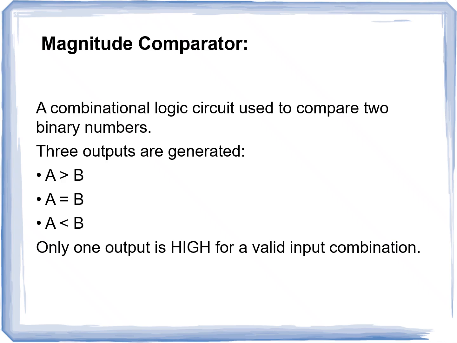If both the input values are equal, then A equal to B will be high. If A is greater than B, then A greater than B will be equal to 1. If A is less than B, then A less than B will be equal to 1. So in a magnitude comparator, we are going to compare two binary values, and based on the binary values, the output will be generated.